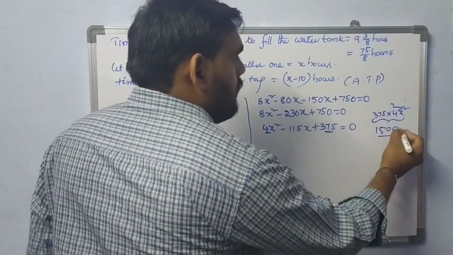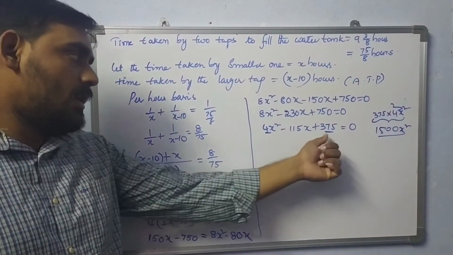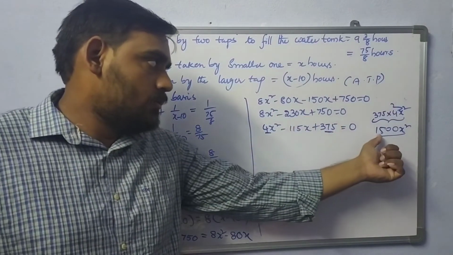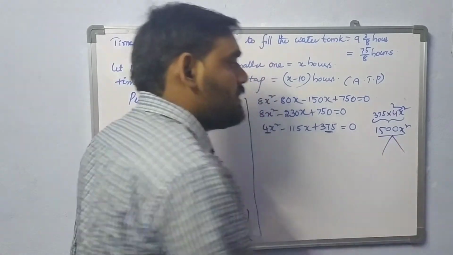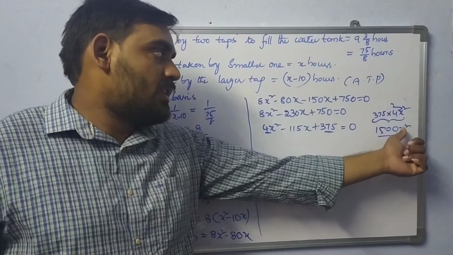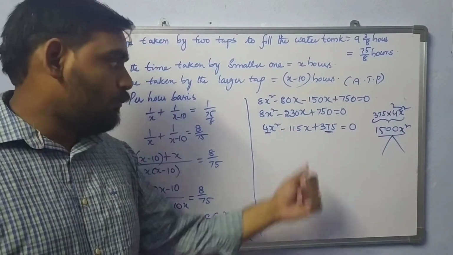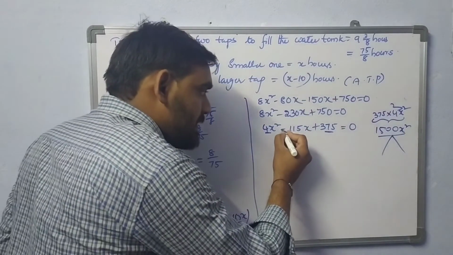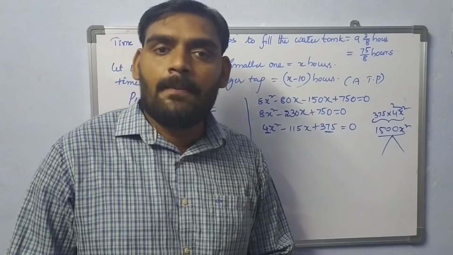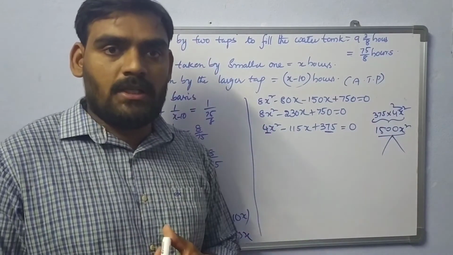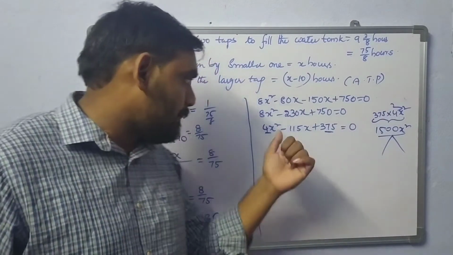Now 1500 x square we got. When we take the first term and last term, we need to multiply, so the product is 1500 x square. When we add those two terms, the sum should be equal to minus 115x. Here the sum is minus and the product is plus, so both numbers should be negative. Minus into minus is plus, and when you add minus and minus, you will get minus only.